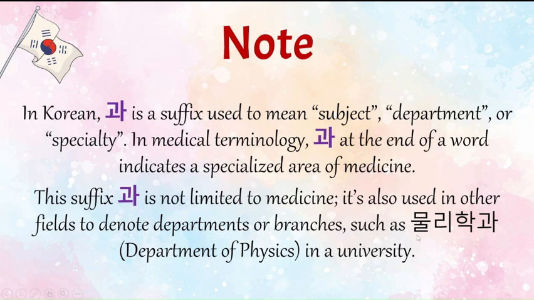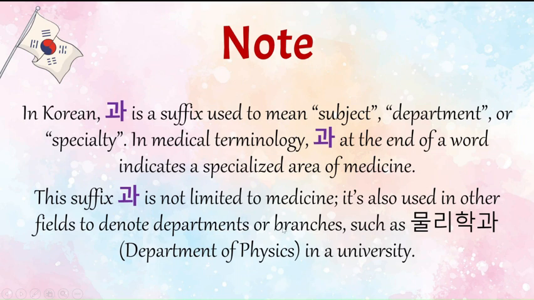For example, notice this word mulli hakwa. So here, kwa is a suffix that is attached to this word mulli hak. And in Korean, it means the Department of Physics. So, in a university, there are various departments for different subjects, and the Department of Physics is called Mulli Hakwa. Okay, so you can notice that the usage of kwa is not limited only to the field of medicine. It is used to denote various departments or different branches in any other aspect, in any kind of institution.